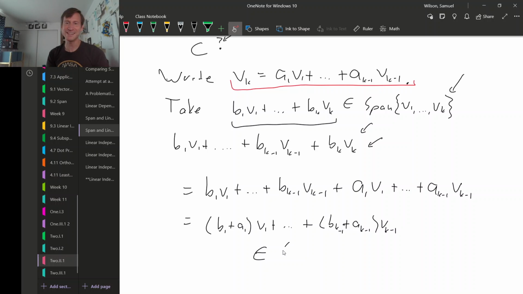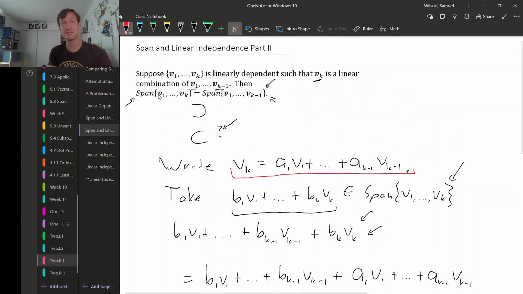And of course this is in the span of v1 up through v_{k-1}. All right. And of course, this is exactly what we wanted to show. This shows that every vector in the span of all of the v's is actually also in the span of just v1 through v_{k-1}. So that shows this containment, and that means that these two spans are actually equal. So what we've shown here is if we have a linearly dependent set, you can throw away one of the redundant vectors without changing the subspace that you get as a result of span.